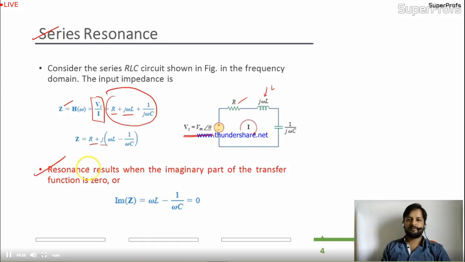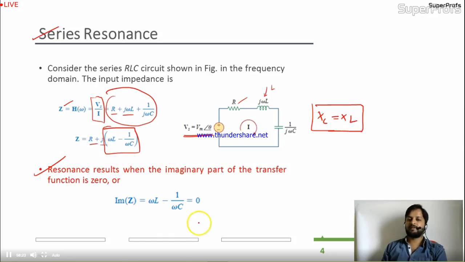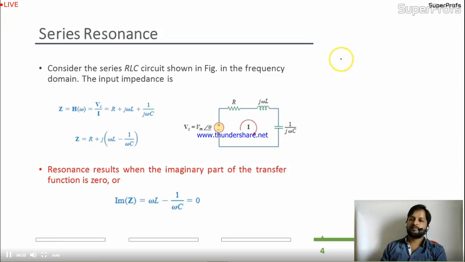Now the condition of resonance is: resonance results when the imaginary part of the transfer function is 0. The imaginary part of the transfer function should be 0. Imaginary part 0 indicates Xc is equal to XL, so they eliminate each other and the imaginary part becomes 0. So once you equate this imaginary part to 0, you will get omega L minus 1 by omega C equal to 0.